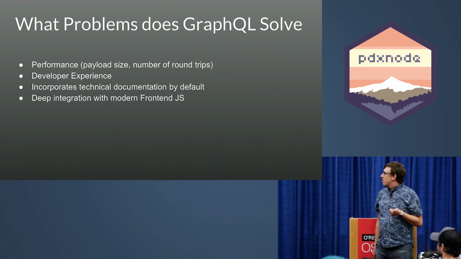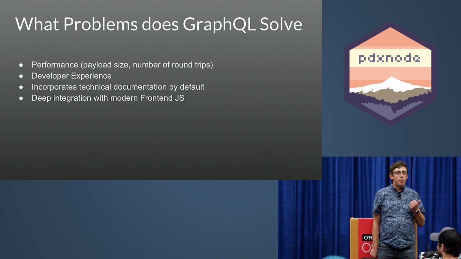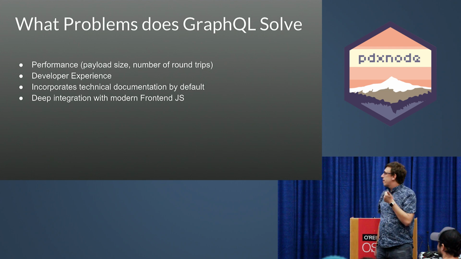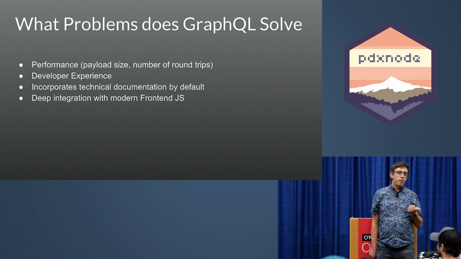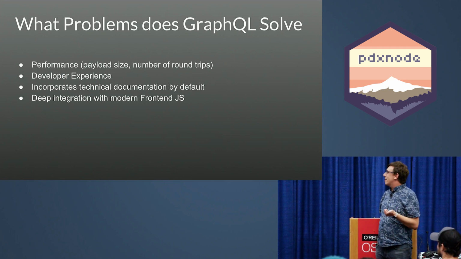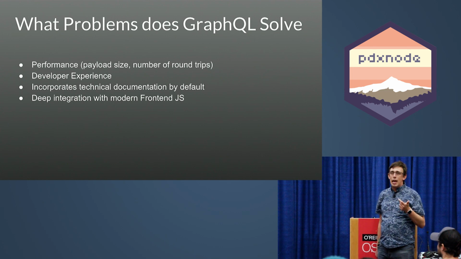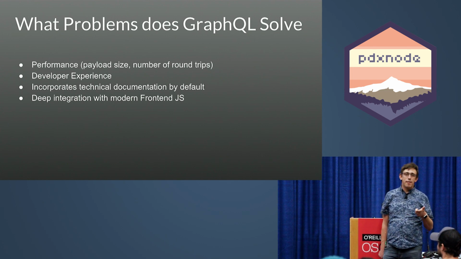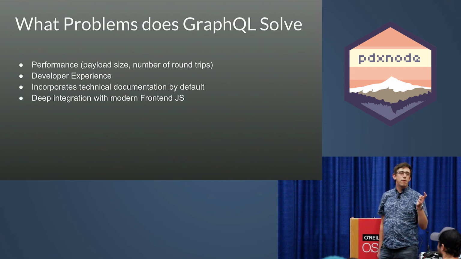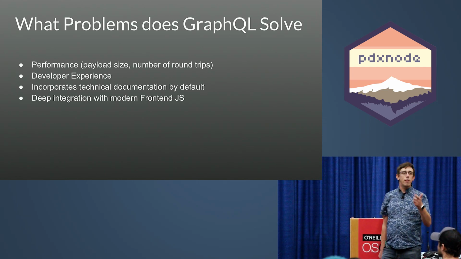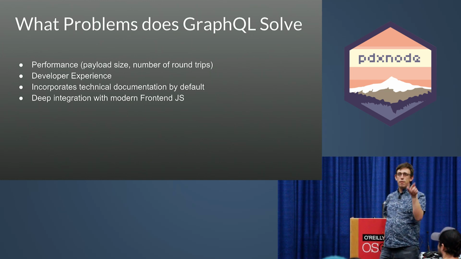So key things first, what problems does GraphQL solve? They have huge impacts on your performance. You decrease your payload size because you're only getting the data that you need, and it reduces the number of round trips, because I'm no longer waiting for data to come back on the client and then making another request. I'm getting all of the data that I need back in a single request. All of the fetching and all the looping is handled on the server.